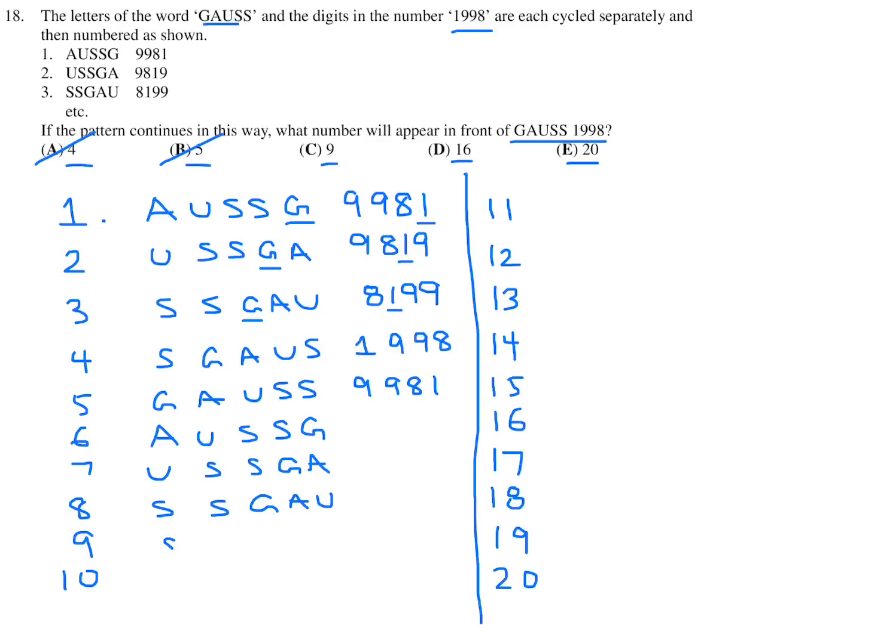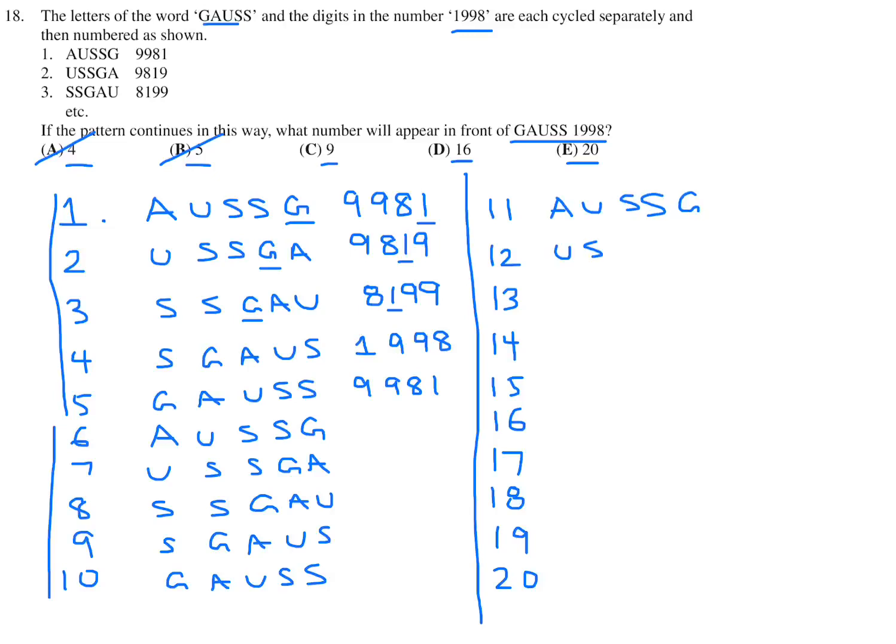I hope you're following. I'm just moving the G. And after a while, you just have to copy what you just did. It's the same thing over again. See, look, the first 5 are the same as the next 5. So you don't even have to think about it anymore. Just copy it. U, S, S, G, A, S, S, G, A, S, G, A, U, S, and then finally we've got this Gauss again.